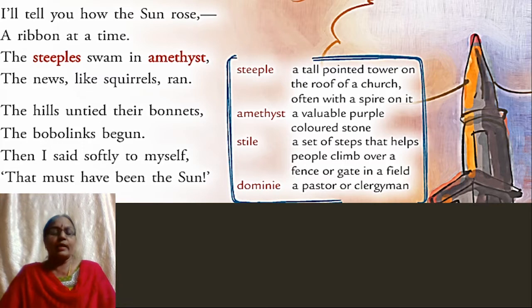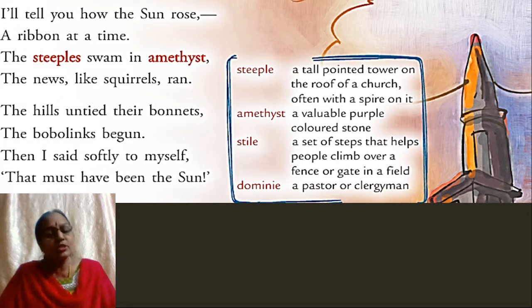The news like squirrels ran, that is the news that the sun is rising. Here the news is compared to squirrels, and the news that the sun has risen spread far and wide. The hills untied their bonnets, the bobolinks begun. Then I said softly to myself, that must have been the sun. So why does she say softly? Could be that she's standing there all alone, looking at all the things slowly changing in nature. She said to herself, yes, that must have been the sun. So bobolinks are a species of singing birds.